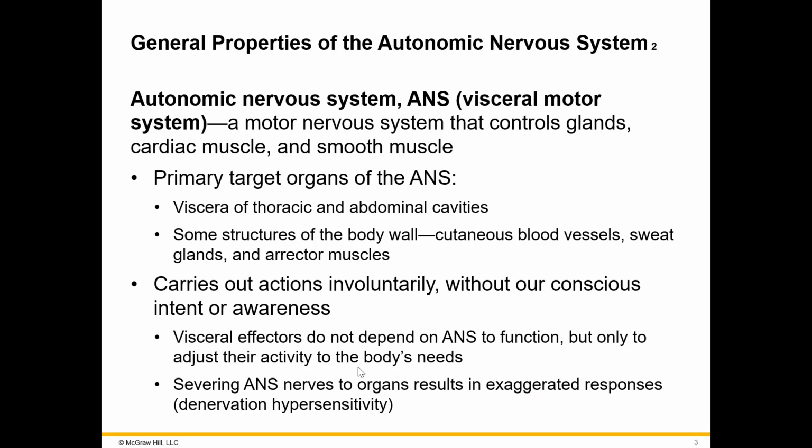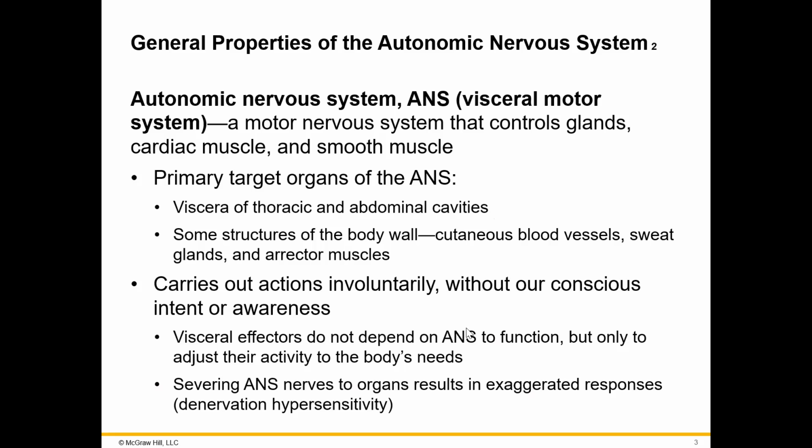So this enteric nervous system is really important. And some structures of the body wall, these are the targets of your enteric nervous system: cutaneous blood vessels, sweat glands, and erector muscles. They carry out actions that are involuntary, without our conscious intent or awareness.